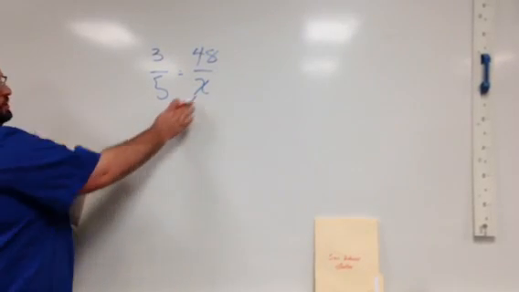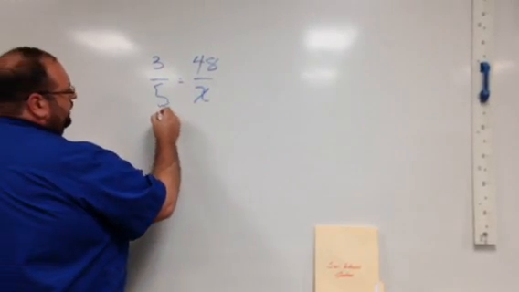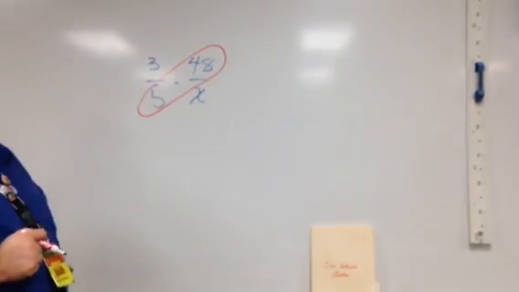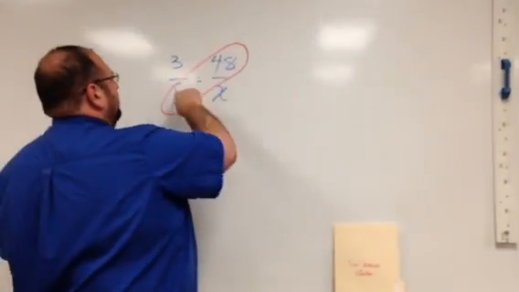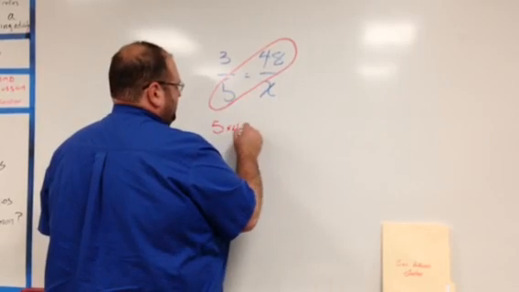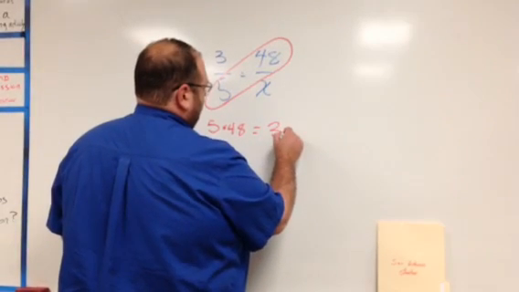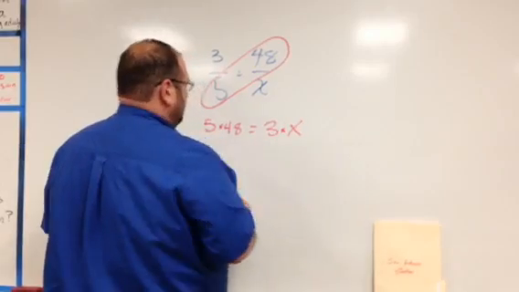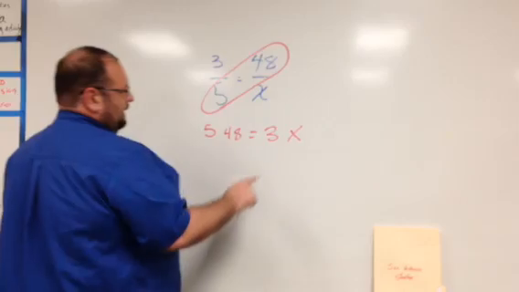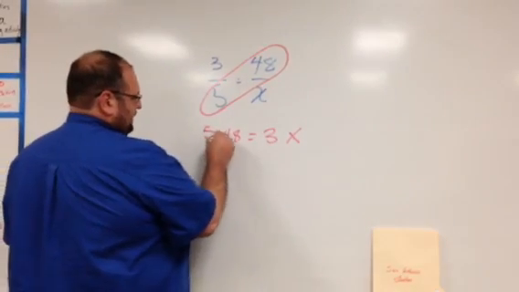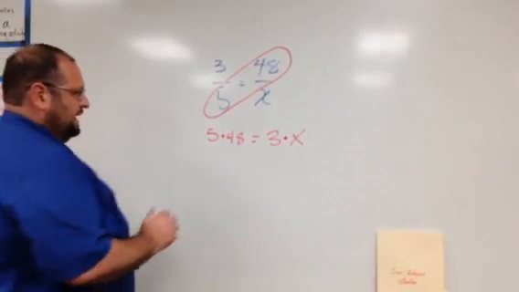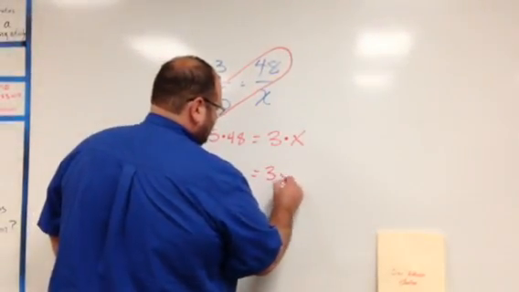To solve a proportion with an unknown variable, we're going to go ahead and multiply across. This is called cross products, cross multiplying. 5 times 48 needs to be equal to 3 times x. Okay, but I'm going to erase that. Instead of using multiply, now that we're in a higher level, our multiplication symbol looks like an x, so we're just going to use a dot, which means the same thing. 5 times 48 is equal to 3 times x.